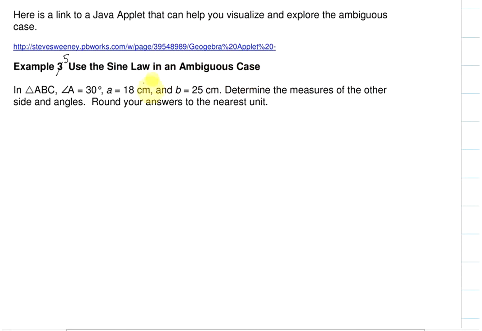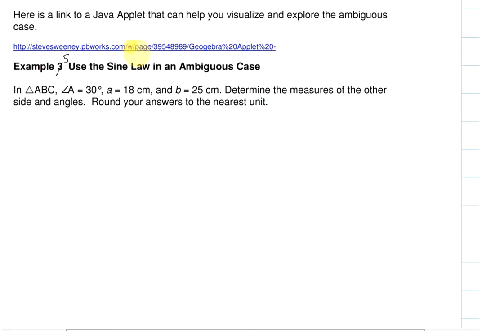Before we look at this example, though, I just want to show you that I found this link here, which will take you to a Java applet that can help you visualize and explore the ambiguous case. It's an excellent applet, and it can also help you with some of your homework. So if you have time, have a look at it.